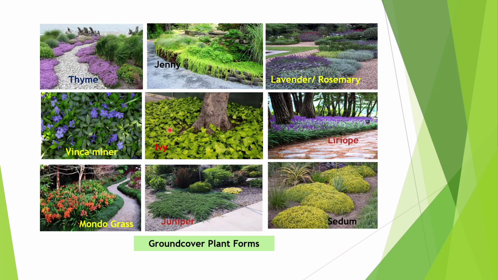And then there is mondo grass, and liriope is also a type of this clumping type of a bush. And then juniper and sedum are basically sprawling type, because they are along with the ground. These are sedum and the juniper. And then also here I have a lavender and the rosemary, which is basically having the short spikes. So this is the ground cover plant form.